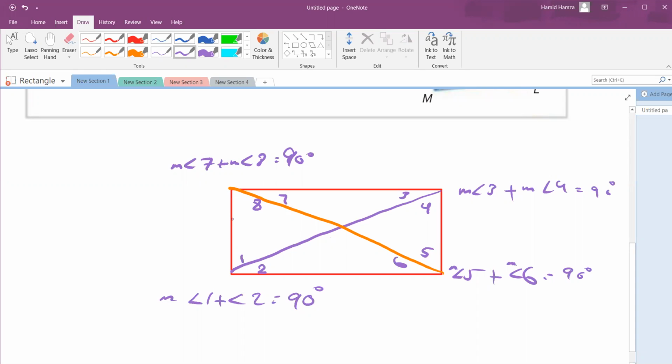The opposite sides are equal. This is number 1. Number 2, the diagonals are equal. Number 3, the small parts of the diagonals are all equal. So these are the equal parts in a rectangle, guys. What are the equal parts? Number 1, opposite sides. Number 2, the diagonals.